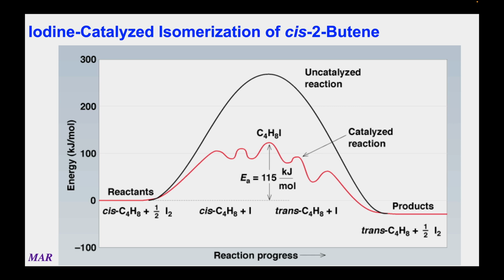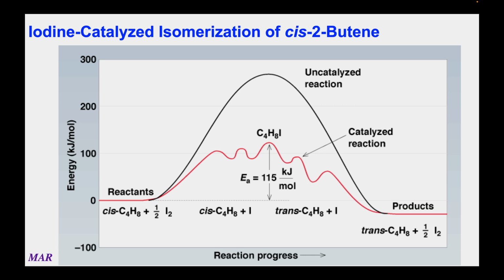The cis-C4H8 is being turned into trans-C4H8. Now, if you look at the overall reactants to products, products are a little bit lower. This is an exothermic reaction, so it will happen. But if you don't add a catalyst, that black line shows you much higher energy of activation. It's a much slower reaction having the cis go to the trans.